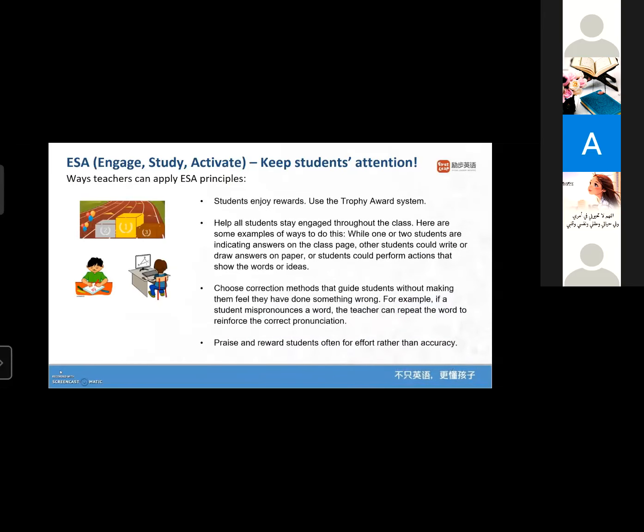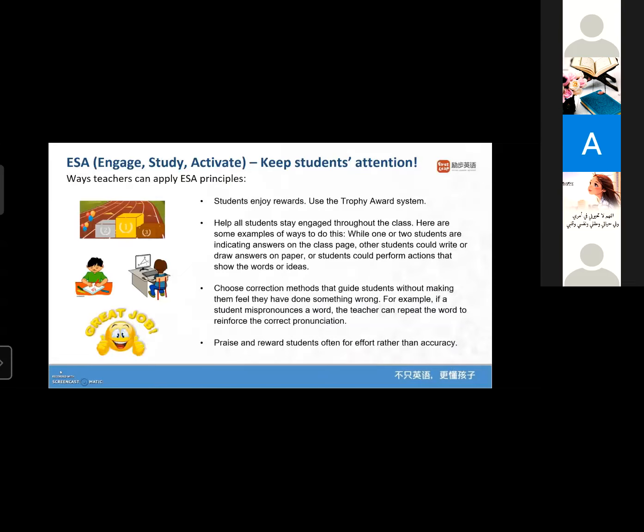Throughout the class, teachers should plan lesson activities to help students stay engaged. For example, while one student is doing something on the class page or the board, other students may be asked to write on paper or perform actions, so all students have something to do while the one completes something on the class page.